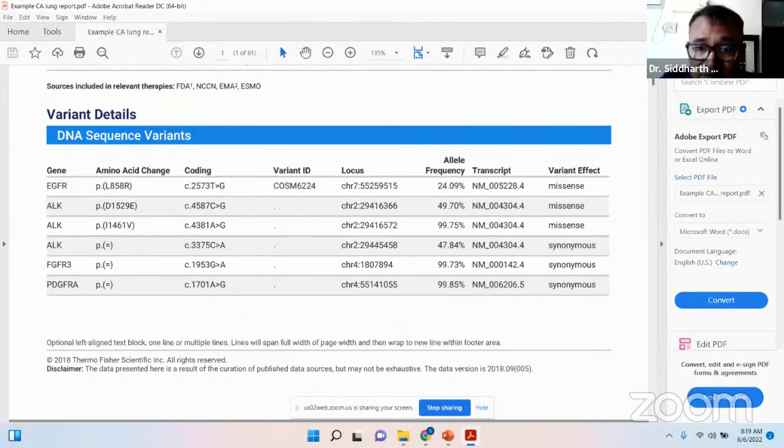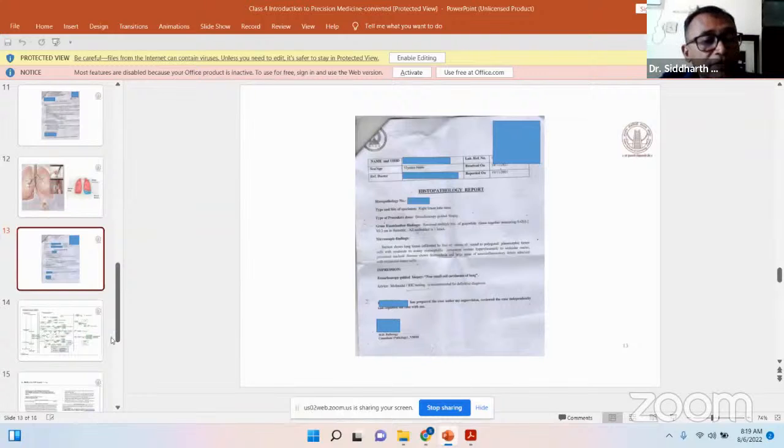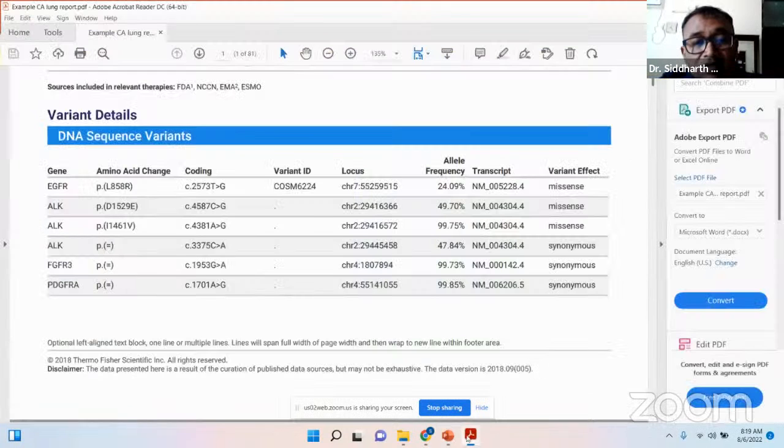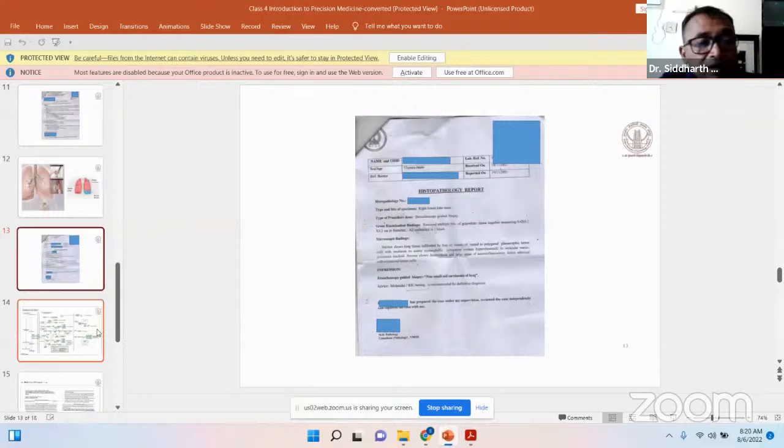So I'll give you an example of this particular patient. For example, here the change was in EGFR gene in L858R. This is the change, right? So amino acid L at the 858 position of the EGFR protein got changed to R. So what does that mean, right?